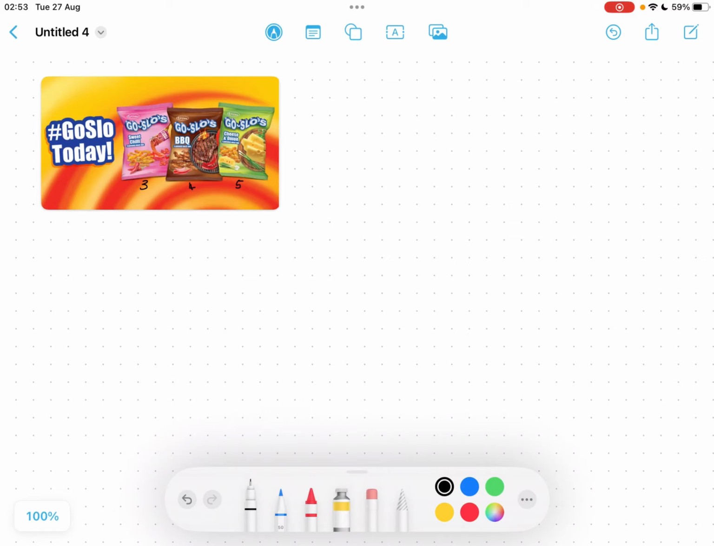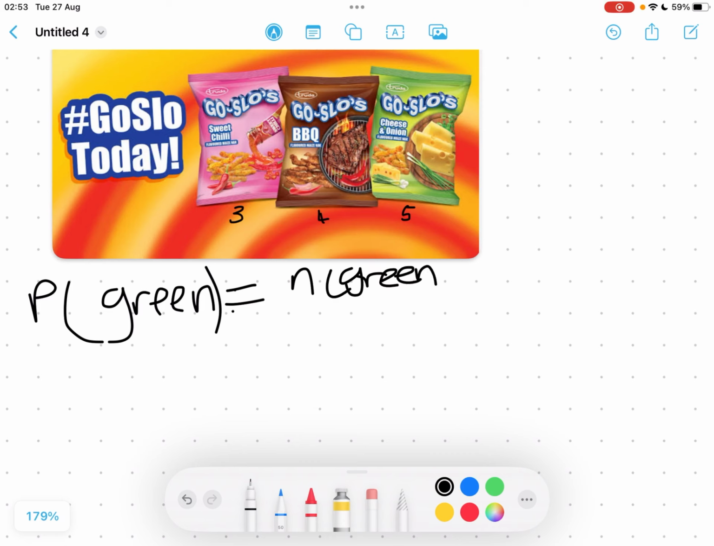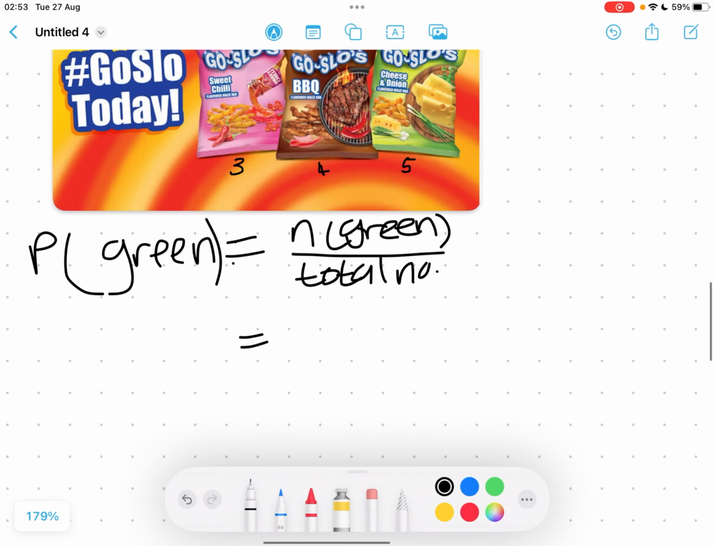To calculate probability, I think you guys have this foundation, I'm just going to explain it. In this example, the probability that he will pull out a green one is going to be the number of green divided by the total number of Go Slows. When substituting, we have 5 green Go Slow packets. So the probability that he's going to pull out 1 green is 5 over 5 plus 4 plus 3, which is 12. So that's the probability that this person is going to pull out a green packet of snacks.